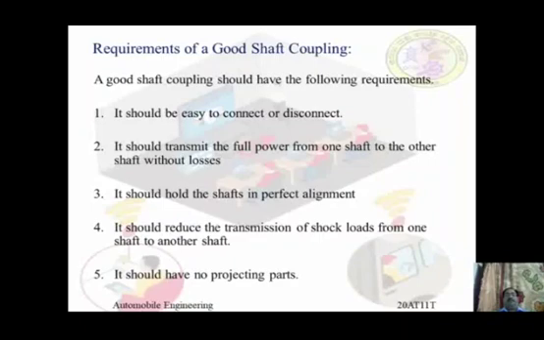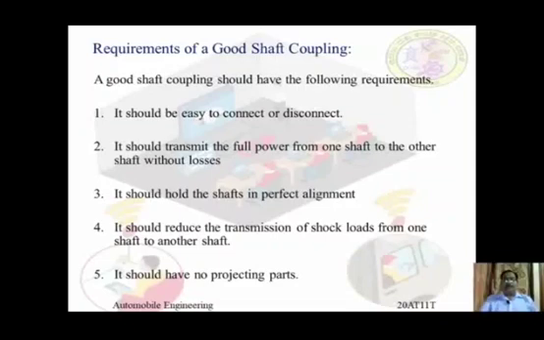Fifth requirement is that our good shaft coupling should not have any projecting parts. That means if our shaft coupling has projecting parts, it can injure the operator and it is not safe. For that, our good shaft coupling should not have any projecting parts. These are the requirements of a good shaft coupling.